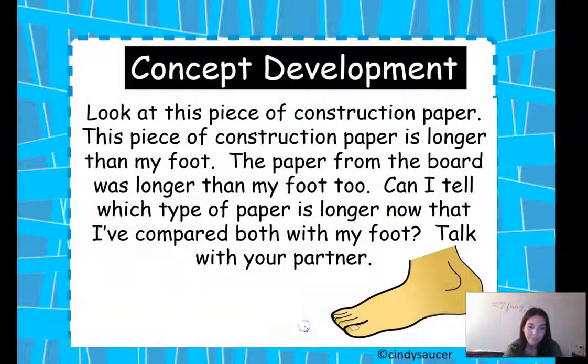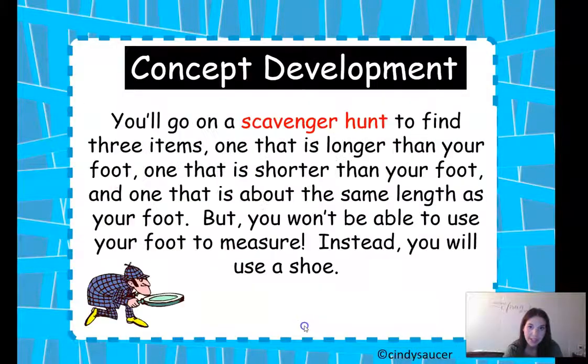Okay, now I have a task for you. You're going to go on a scavenger hunt and find 3 things. You're going to find one that is longer than your shoe. You're going to find an object that is shorter, it's smaller than your shoe. And you're going to find an object that is about the same length. So something that's about the same length as your shoe.